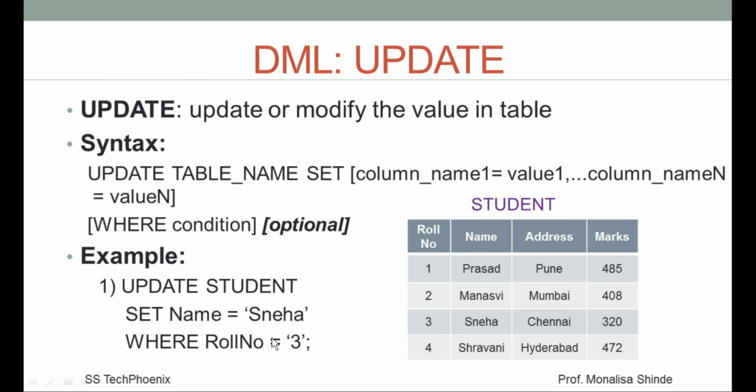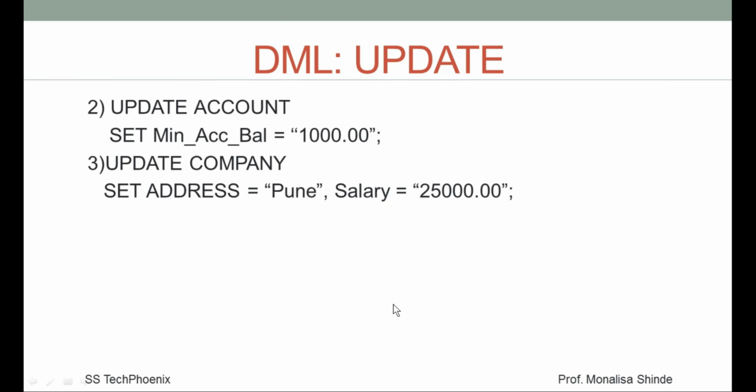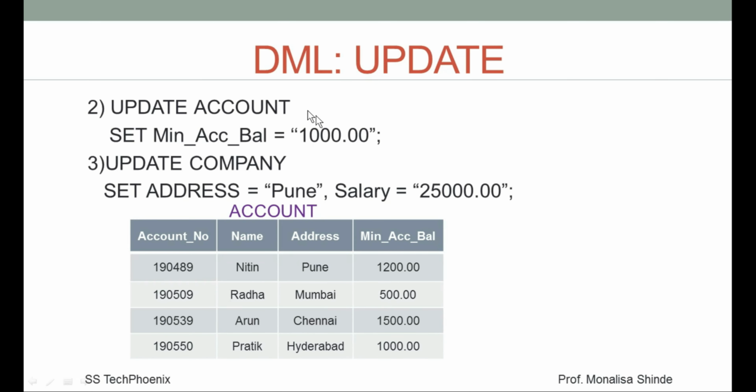And with the help of this update command we have updated one record in the database. But we can update multiple records at a time also. See, this is the next example. Update account. Set minimum account balance. Now we can see there is no where condition. Consider this is the table existing in the database.